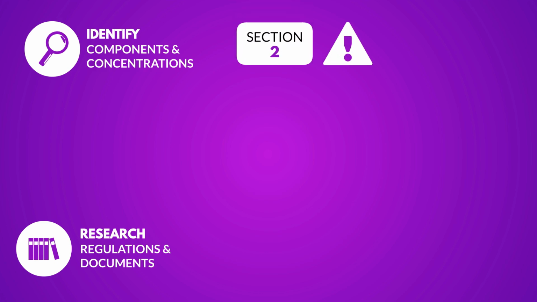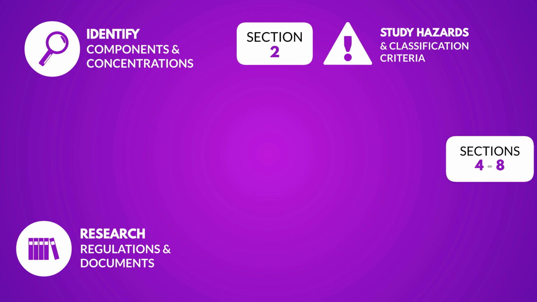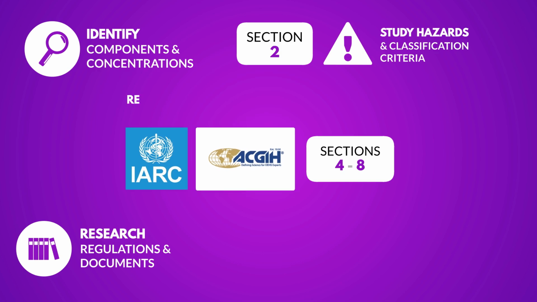Section 2, Hazard Identification, would require you to study the GHS Purple Book and compare each component chemical to the different classification criteria of all 27 physical, health, and environmental hazards in the book. Sections 4 to 8, which inform readers on how to handle the product, store it, and respond to accidental releases, would be incomplete without information from reputable sources like the IARC or the ACGIH.